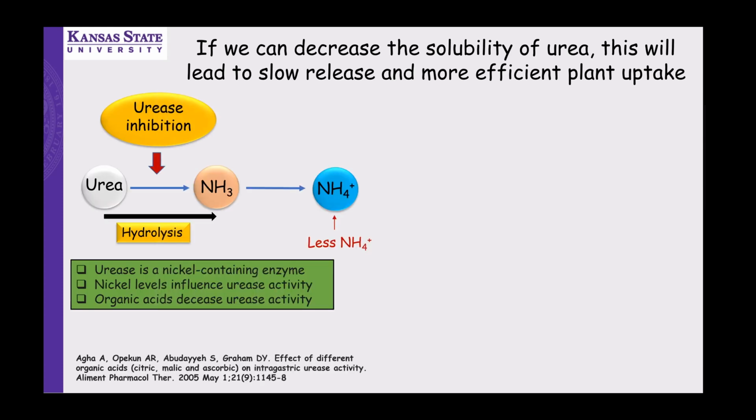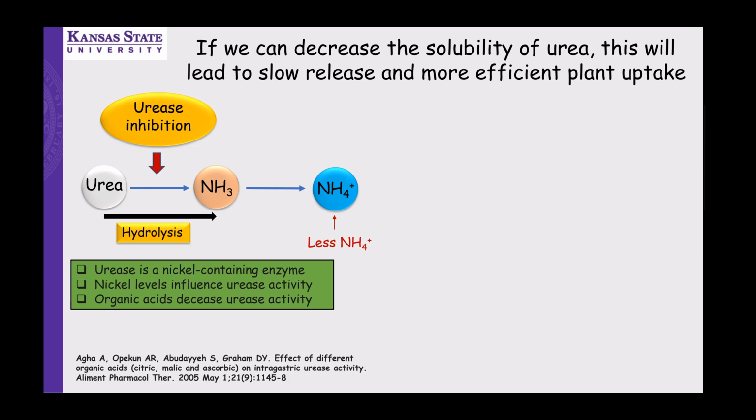So the two-step process that we're aiming for is to go from urea on the far left here. We want to slow down that process as much as possible, so we can have a slow delivery over an extended period of time, and that will limit the amount of ammonia gas that we produce. And that ammonia gas the plants can't use at all in the first place. And then we can produce more ammonium, NH4+, which is in a form that can be absorbed by the plants.